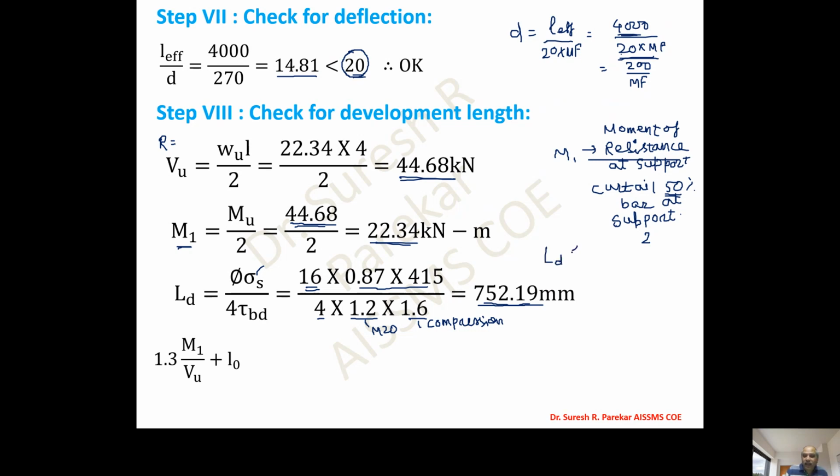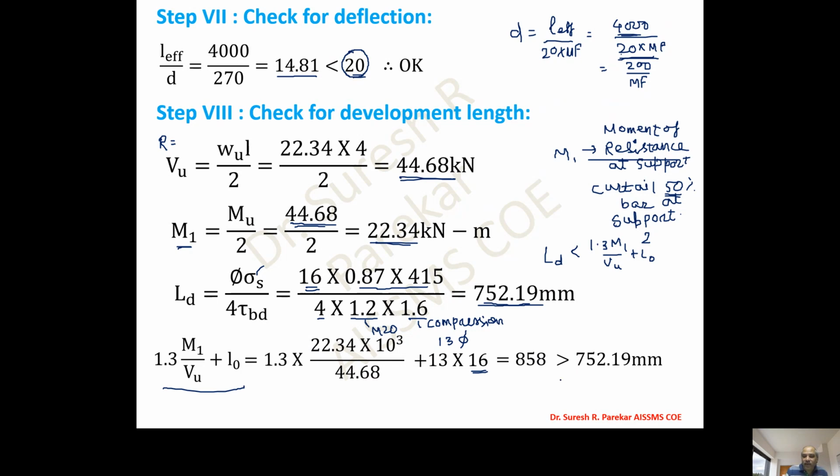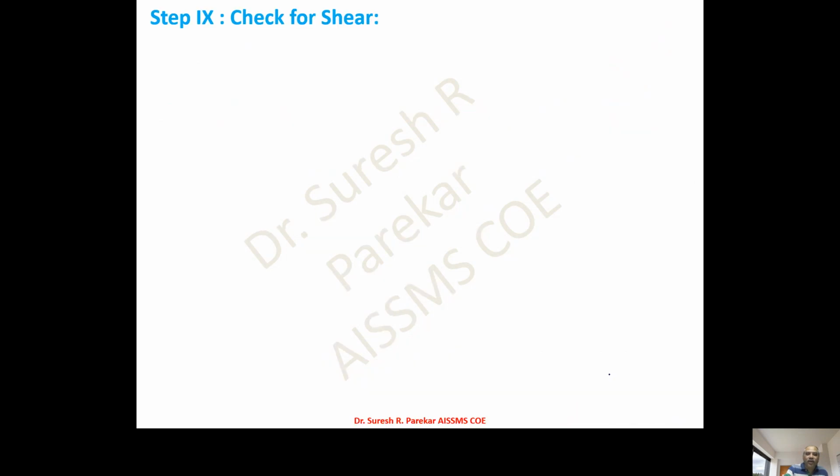Ld should be less than 1.3 M1 upon Vu plus L naught. So this is the available value, and then we will put in 1.3 into 22.34 into 10 raised to 3 upon Vu 44.68. L naught we have, that is 13 phi, and phi we have 16 millimeter, which gives me the value 858, which is greater than 752.19 millimeter. Therefore, okay. Then we will go check for shear.